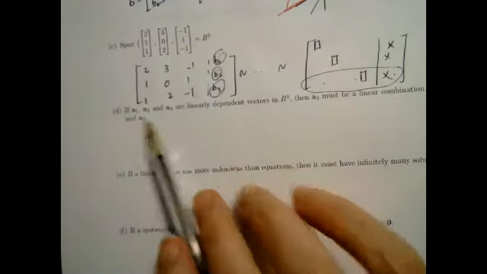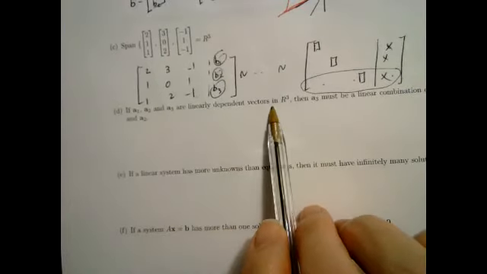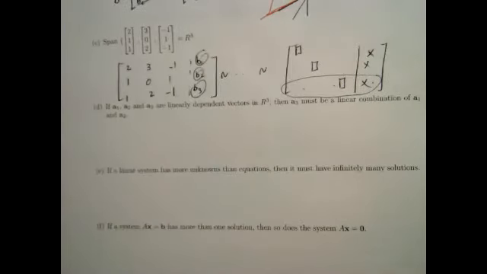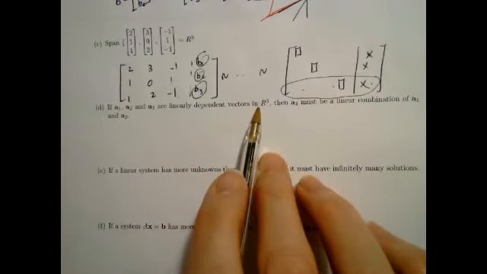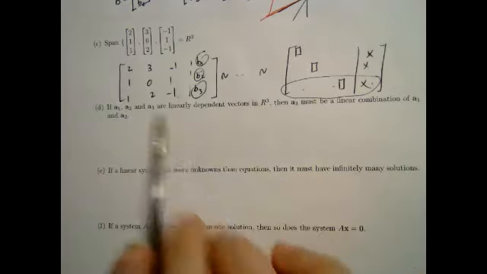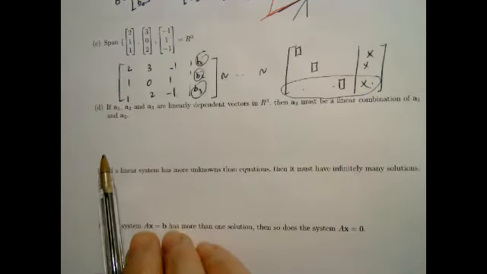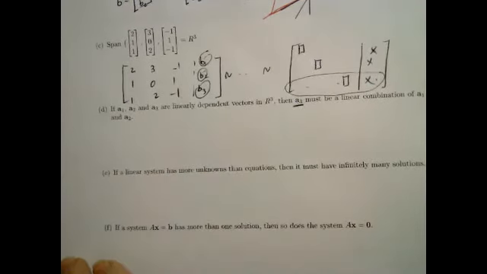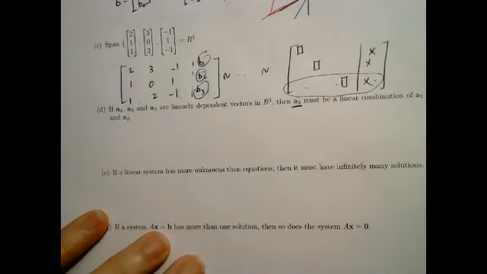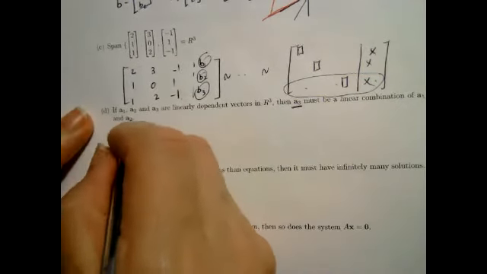Now D. If A1, A2, A3 are linearly dependent, then A3 must be a linear combination of A1 and A2. True, false, justify. Somebody said false. Those are dependent vectors, which means at least one of them is a linear combination of the others. But I'm telling you, A3 must be a linear combination. True or false? I think I gave this as a homework. All right. Somebody tells me false, we have to justify.